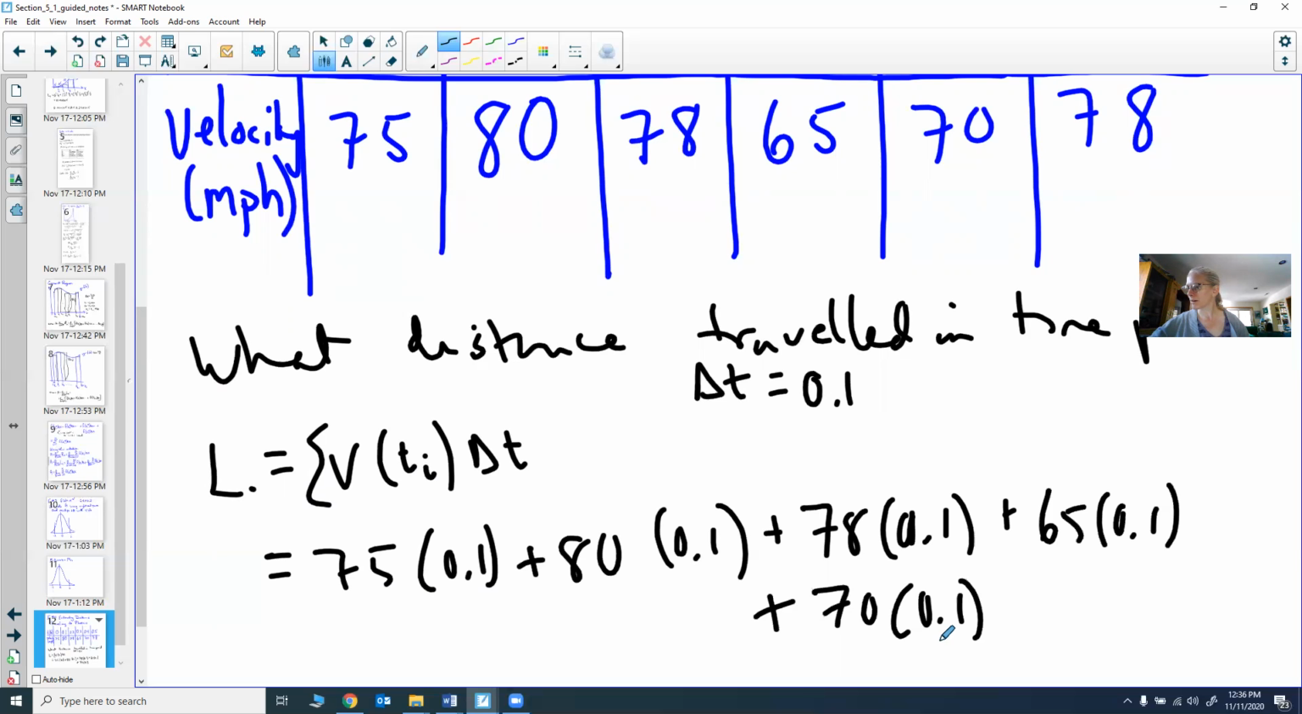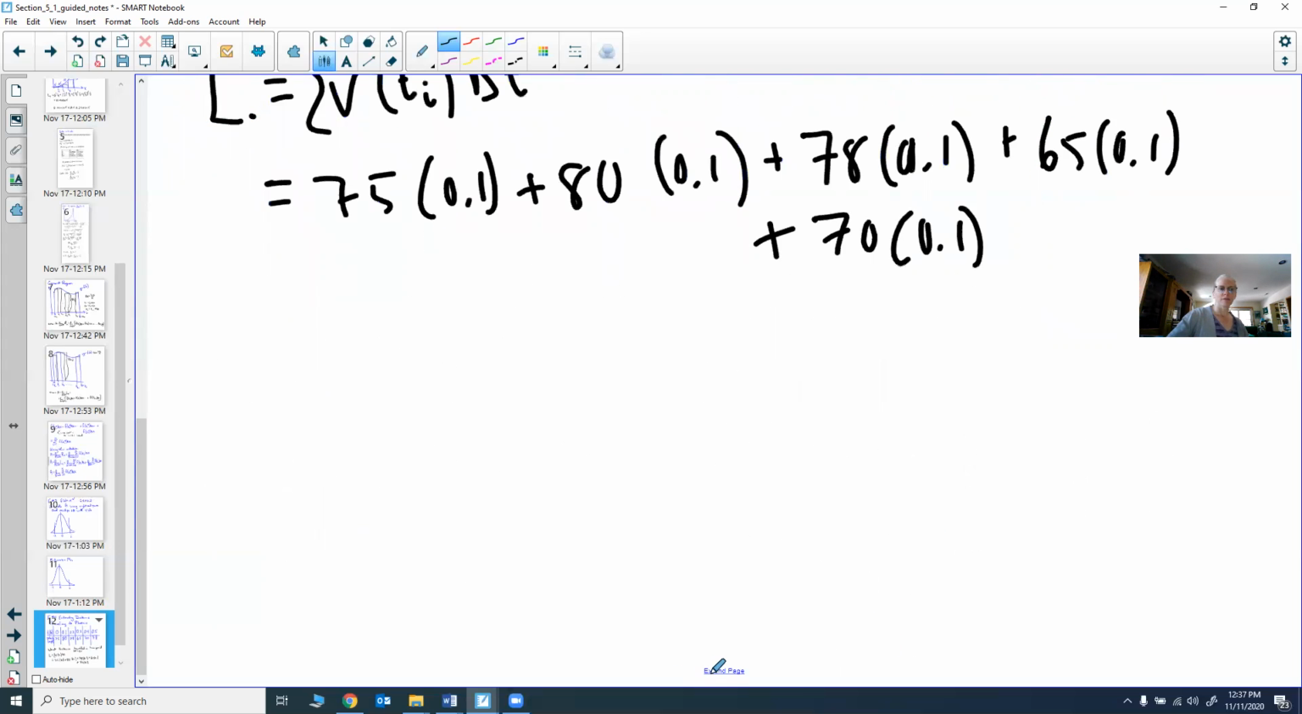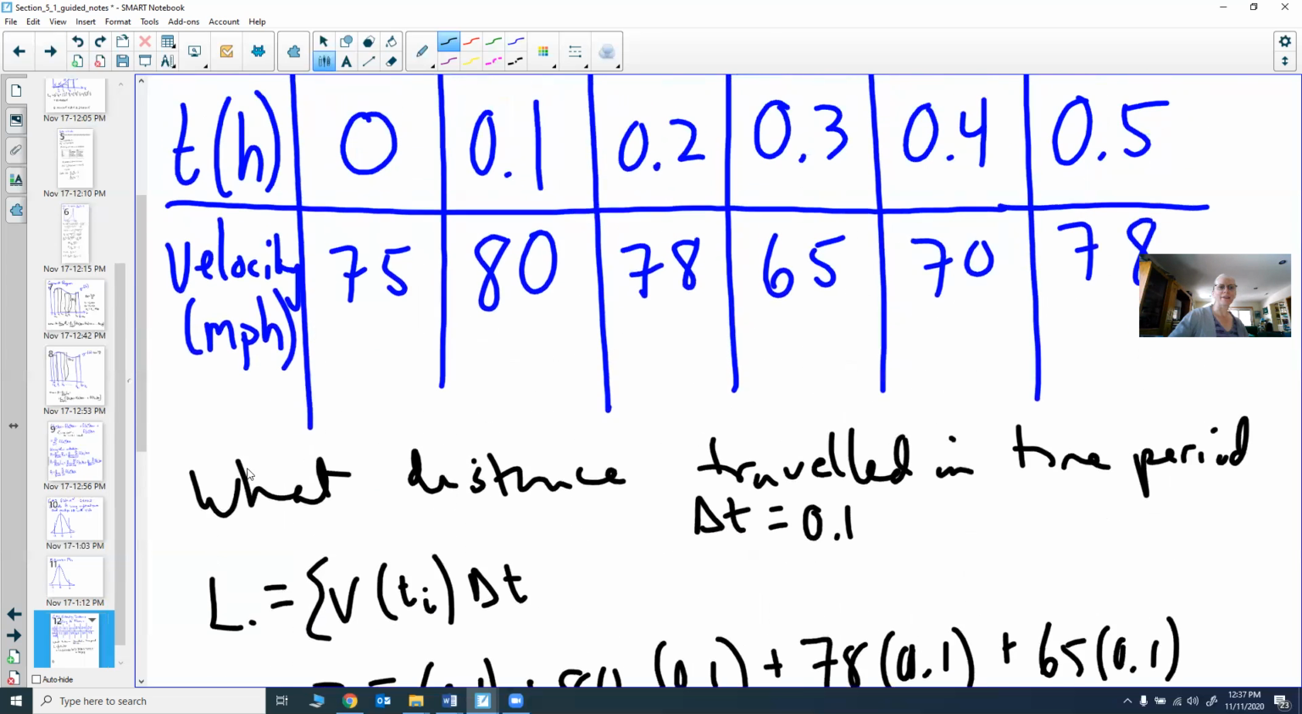I was hoping I'd already added it up because I don't have a calculator with me. But you can just add those up. You know how to do that. I'm sure you know how to add together numbers. I can also do the right-hand sums. The right-hand sums means I'm using the right end of that interval.